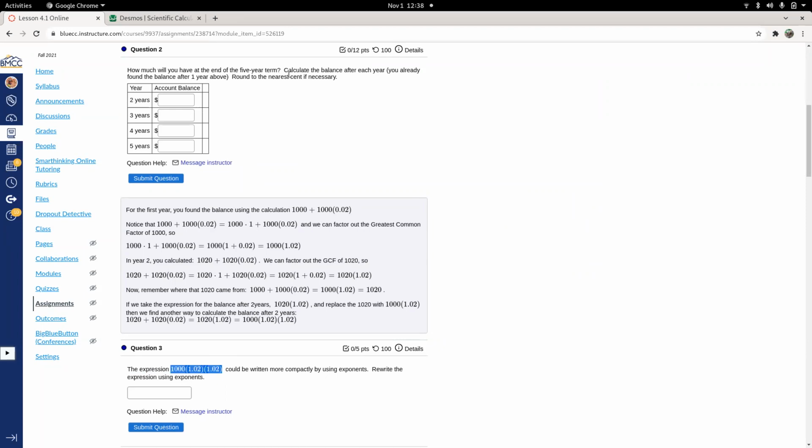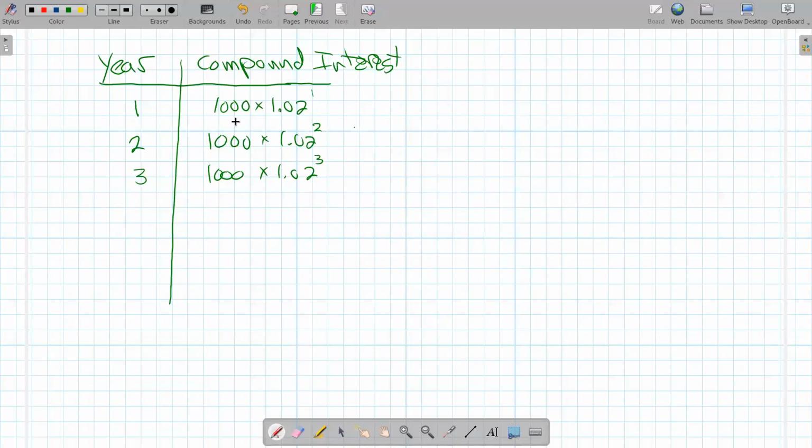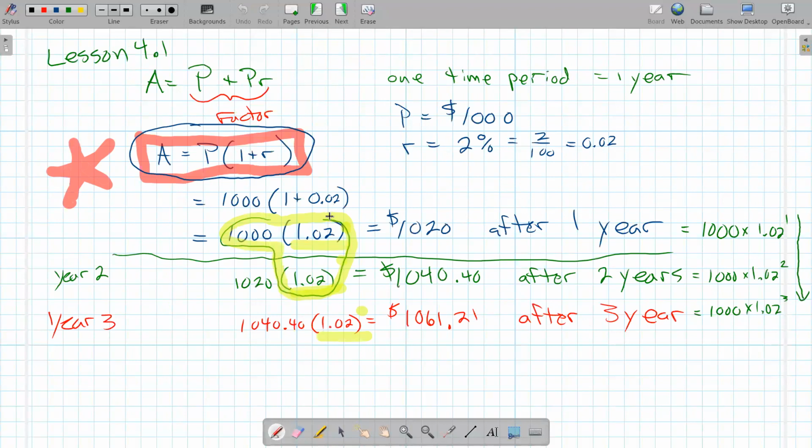So that would be back here in my notes. That's what I did on this line right here. Right, look back a page. That's where I took that 1,000 times 1.02 and multiplied by 1.02 again. When we put that together, we get 1,000 times 1.02 to the second power, and that's what that question's asking about. All right, let's read it again to be sure.